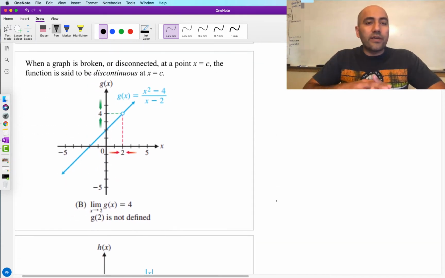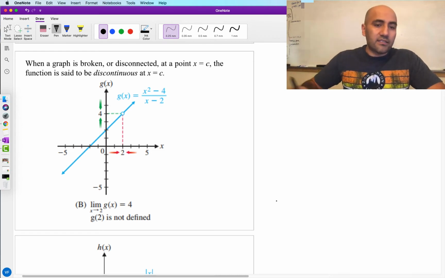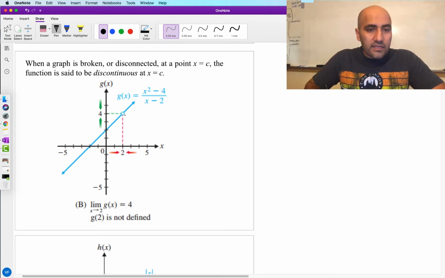So when a graph is broken or disconnected at a point x equals c, then the function is said to be discontinuous at x equals c. So notice that in this example now, there's a little hole there, right? So in this case, the limit does exist. This is a case where the limit as x approaches 2 is equal to 4. However, the function is not defined at 2. If we evaluate the value x equals 2, its output is undefined because there's a little hole there. So this is not continuous at 2.